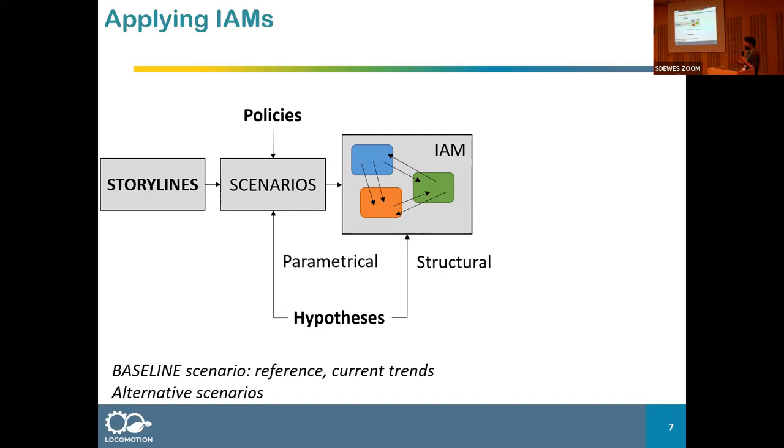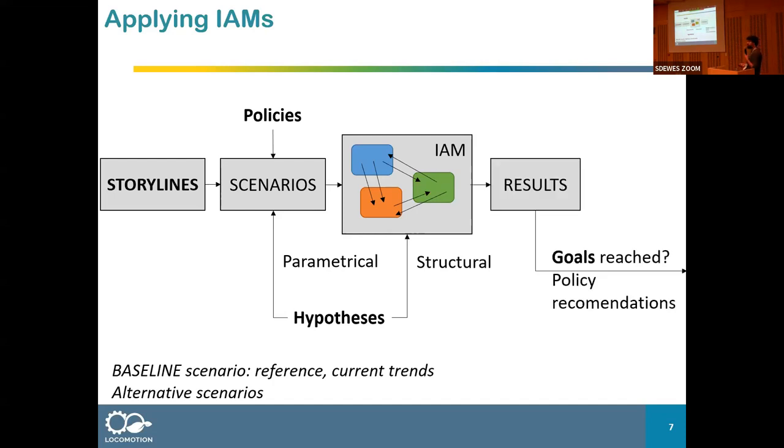Okay, so once you have these elements, policies and hypotheses, you can build different scenarios based on different narratives. In IAMs, typically we work with two types of scenarios. A baseline scenario, which is a reference scenario that typically represents current trends. And then we build alternative scenarios to try to correct these trends.